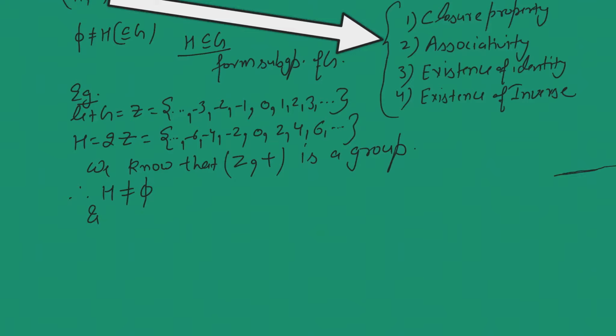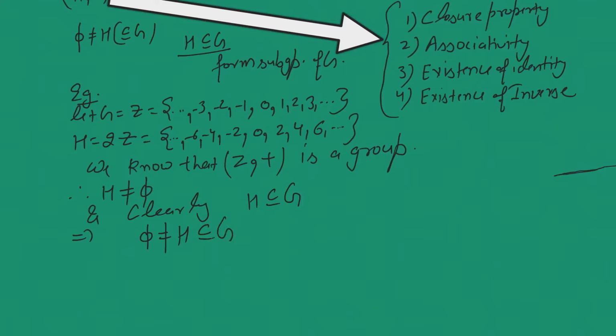And since H is the set of even integers and G is the set of integers, therefore clearly H is a subset of G, because G is having more elements, H is having the same elements as that of G but lesser in number, only even numbers. So this implies that H is non-empty and a subset of G. So the first condition is satisfied.